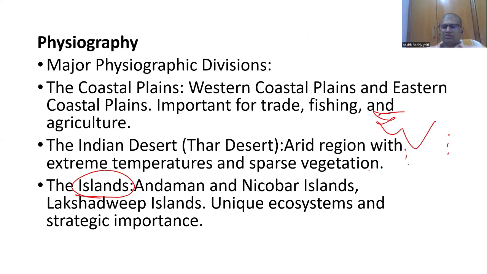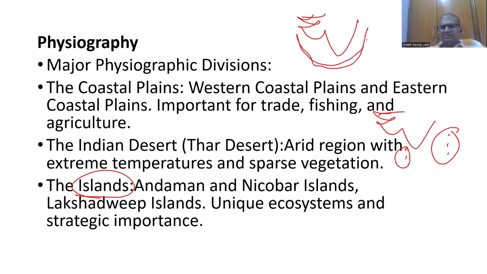So they have a great unique ecosystem and they are of great strategic importance, because there is a concept of the territorial sea, contiguous zone and EEZ, the exclusive economic zone. This exclusive economic zone extends up to 200 nautical miles from the land. Since we have the Andaman Nicobar Islands in the Bay of Bengal and Lakshadweep in the Arabian Sea, apart from the island region, you have a large water territory under your control.